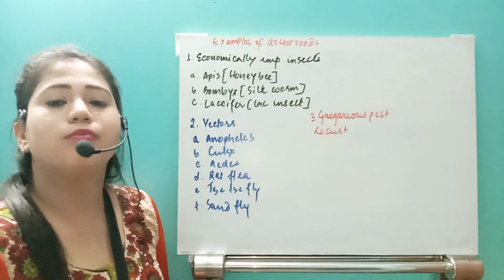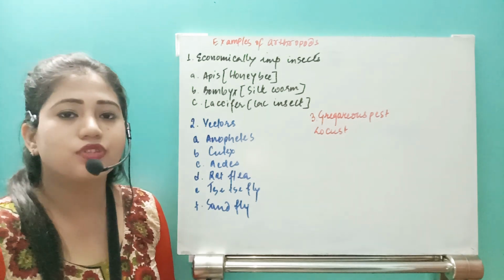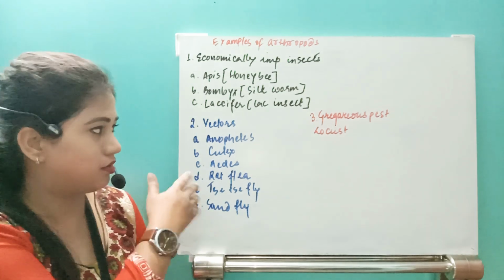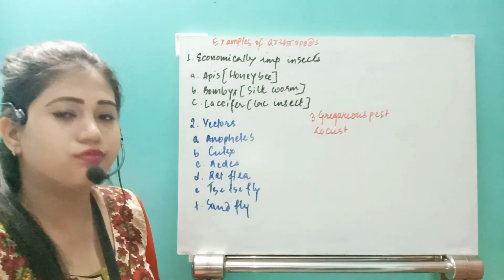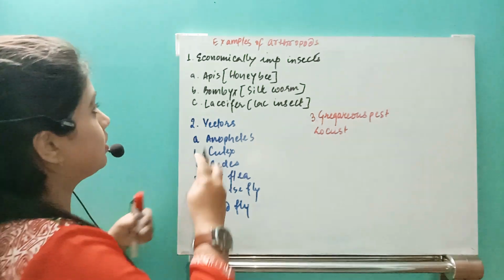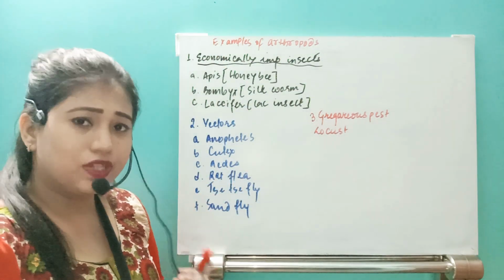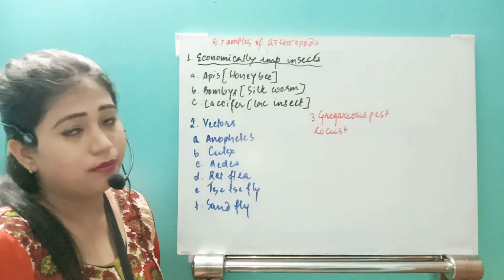Now after that, come to some examples of arthropoda. Those arthropods we can divide into 3 groups. A number of other groups are also there. So the first group we have seen is economically important insects, which can be helpful for mankind.